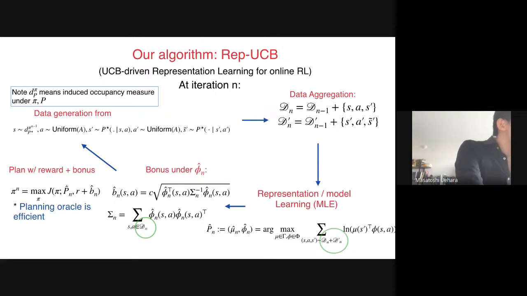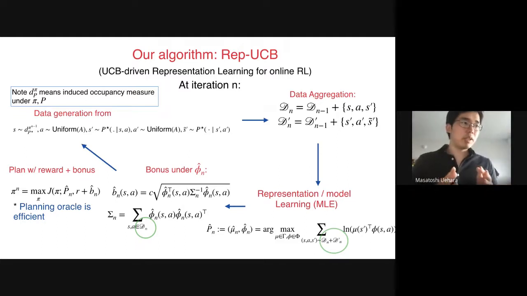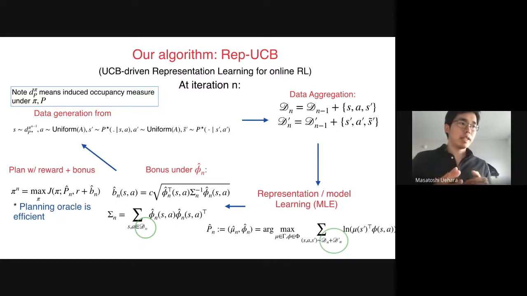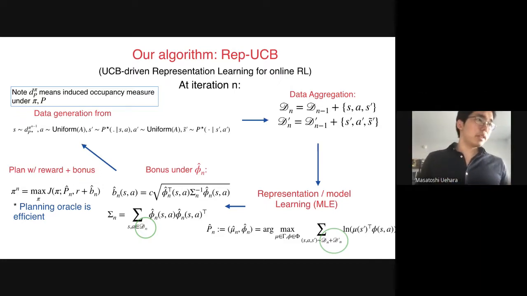And as mentioned, if we want to use this algorithm for real world applications, we can still do that. For example, we can use neural networks, and then phi n is just the feature in the last layer, and we can use that feature to construct the bonus, and we can just do iteration.